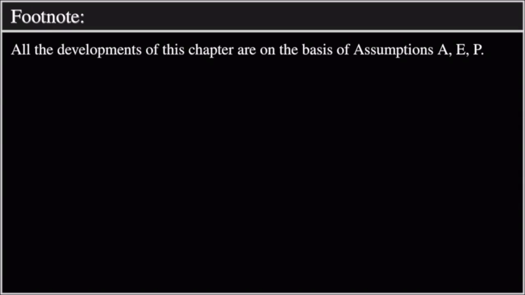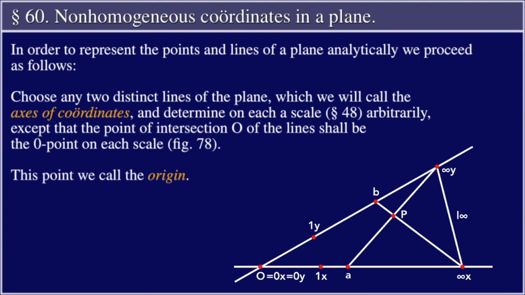Footnote: all the developments of this chapter are on the basis of assumptions A, E, and P. In order to represent the points and lines of a plane analytically, we proceed as follows. Choose any two distinct lines of the plane, which we will call the axes of coordinates, and determine on each a scale, Section 48, arbitrarily, except that the point of intersection O of the lines shall be the 0 point on each scale, Figure 78.